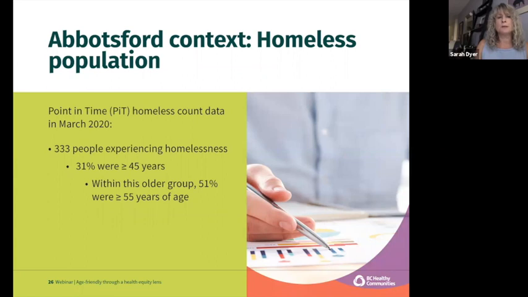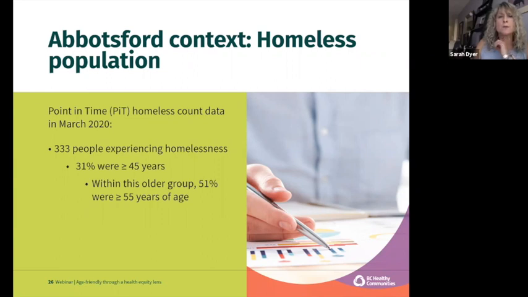So in the context of homelessness in Abbotsford, they've been counting. There are things called point in time counts, which are PIT. These are done every 3 years by Fraser Valley and other regions. For the Abbotsford region, there was a count of 333 people experiencing homelessness. This was done, like I said, in March 2020. It's a snapshot in time of what the picture of homelessness might look like in terms of numbers of people in a 24-hour period. This was between March 3rd and 4th.